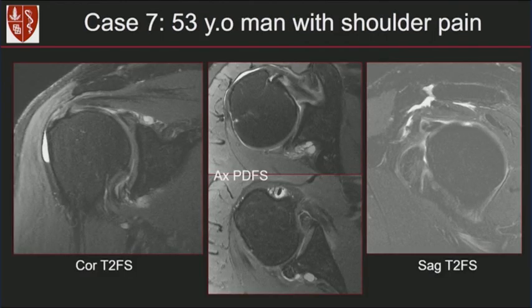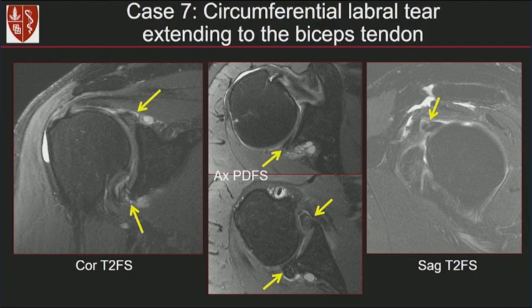This is a case of, again, chronic shoulder pain. We have the coronal T2 fat suppressed image. Here we're seeing abnormal signal in the superior and inferior labrum. Notice the paralabral cysts adjacent there. The middle images are your axial proton density fat suppressed images, showing abnormal signal and morphology of the posterior labrum as well as the anterior labrum. Notice all the paralabral cysts here. The sagittal image shows you nice extension of that abnormal signal into the biceps tendon. Our impression was circumferential labral tear extending into the biceps tendon.